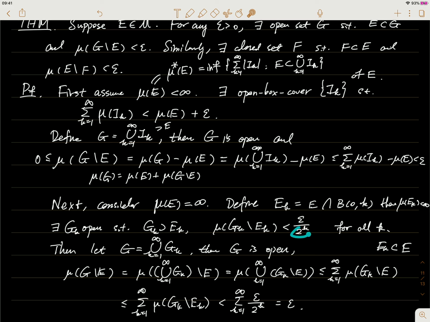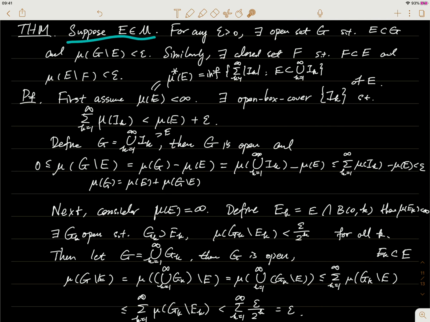And now you can see why I put this 2 to the k below, because I need to take the sum over all the k's and still want this to be just epsilon. So when I take the sum of this over the k's, I'll get just epsilon. So now you can see for this unbounded set E, we can still have an open set G such that it includes the set E and also the difference has a measure less than epsilon. Okay, so that's how we proved this statement up to this point. So I proved the theorem up to this point.